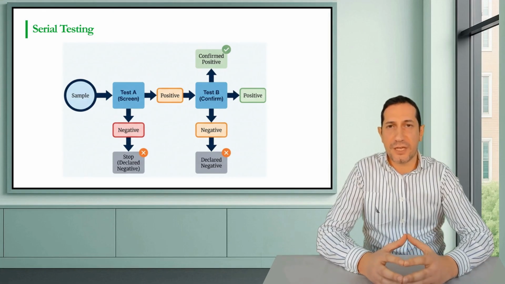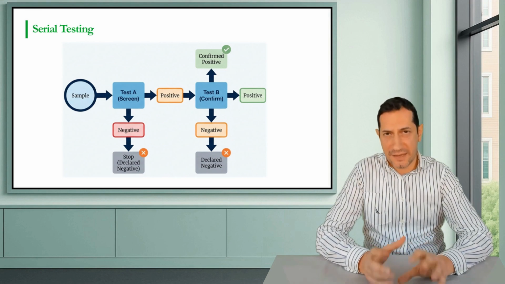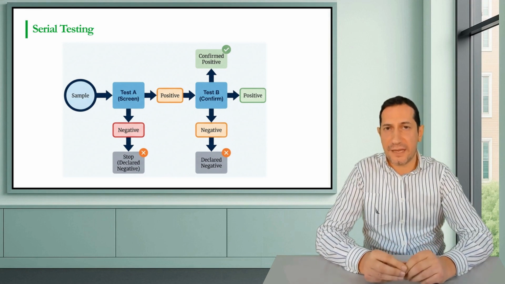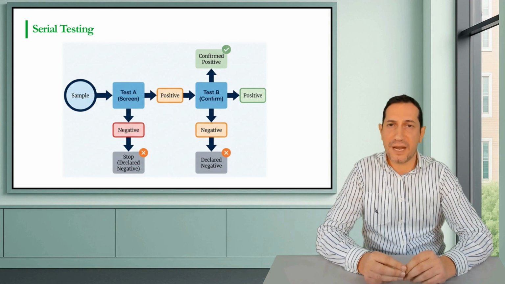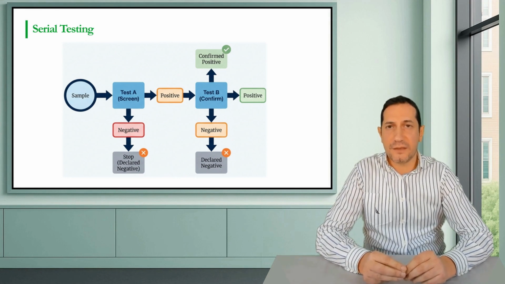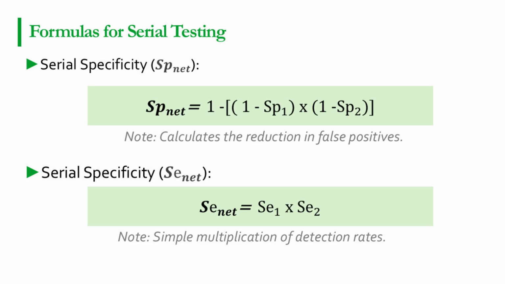If the first screening test misses the disease, the animal is sent home. The second test never gets a chance to find it. Therefore, serial testing always reduces your overall sensitivity. Here are the formulas for serial testing.